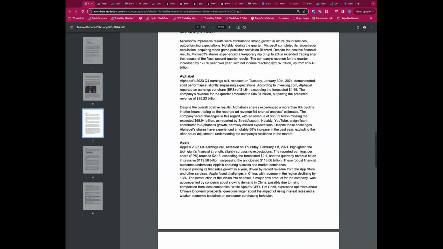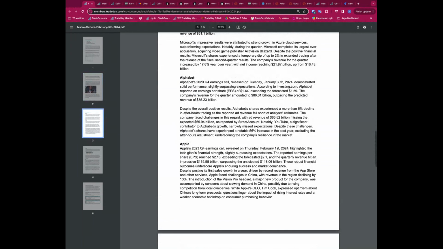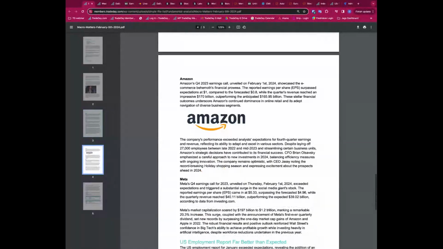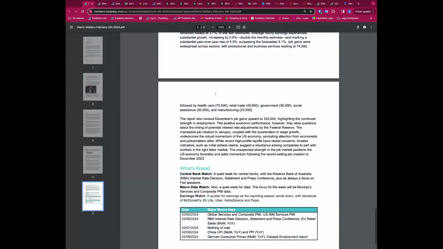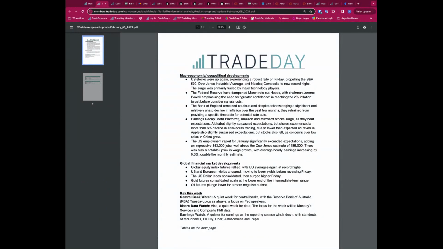It also looks at the earnings reports that we had from the big tech companies, and then looks ahead to what we have this week. As well as that more in-depth look, we also publish the weekly recap and update. In the weekly update, we get a far more condensed version of pretty much what is in Macro Matters. So we're going to quickly run through that to look back and look ahead.